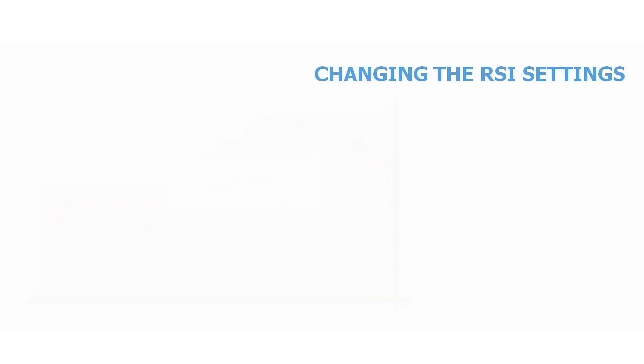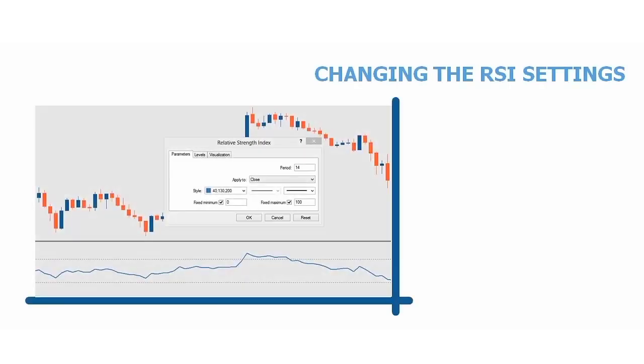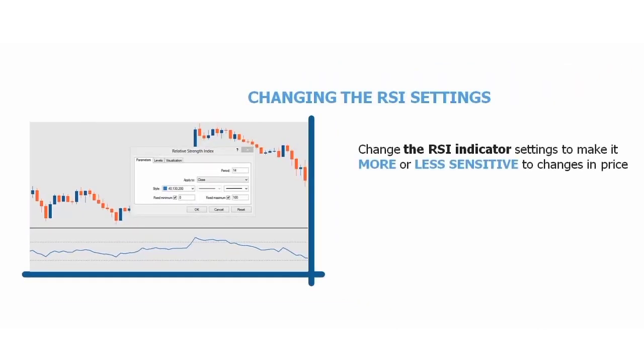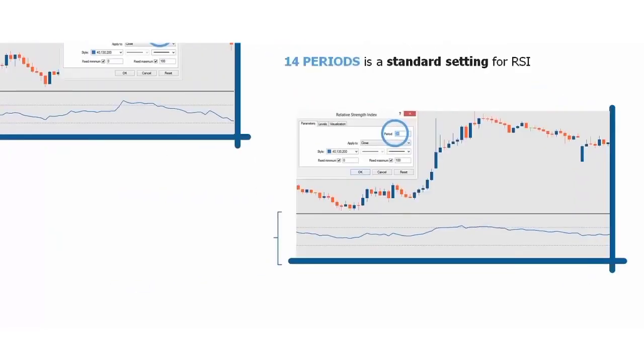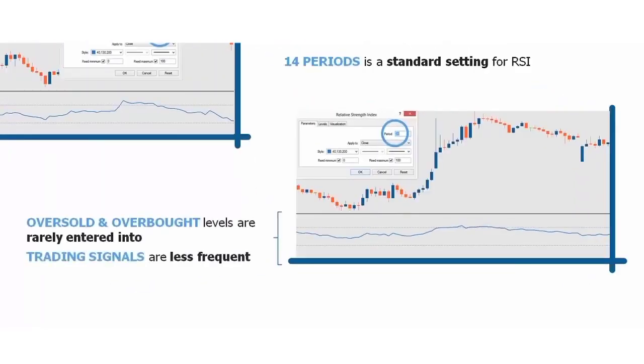Most trading platforms will allow you to change the indicator settings of your RSI indicator. You have the choice of either making the indicator more or less sensitive to changes in price. The default setting for the RSI indicator on MetaTrader 4 is set to 14 periods. If you wanted to make the indicator less sensitive, you would increase the setting value. This would result in the indicator moving into overbought and oversold level less frequently, giving fewer trading signals.